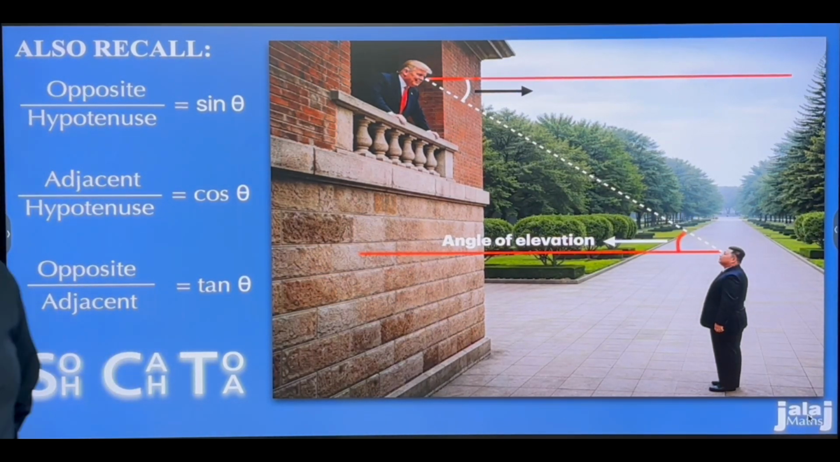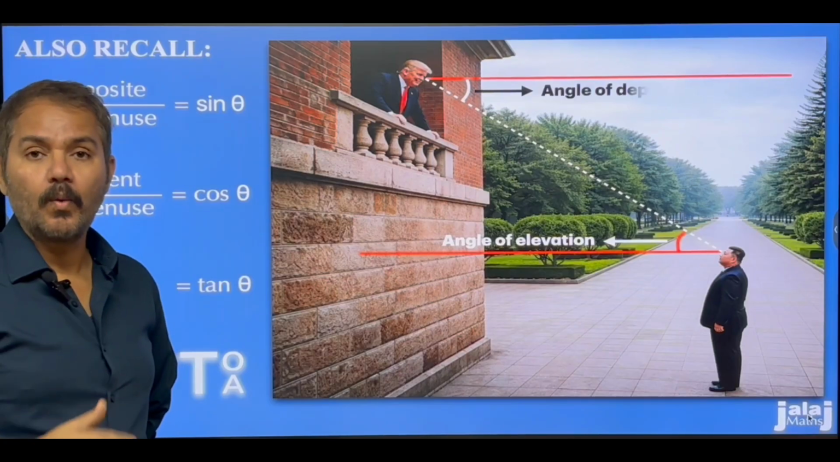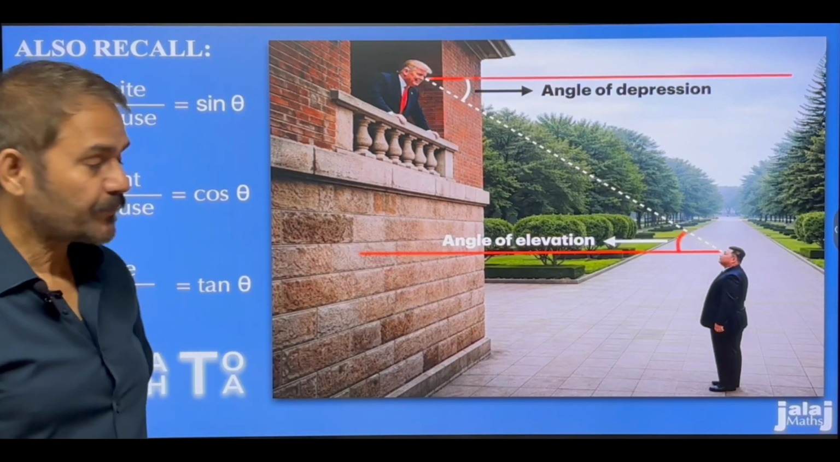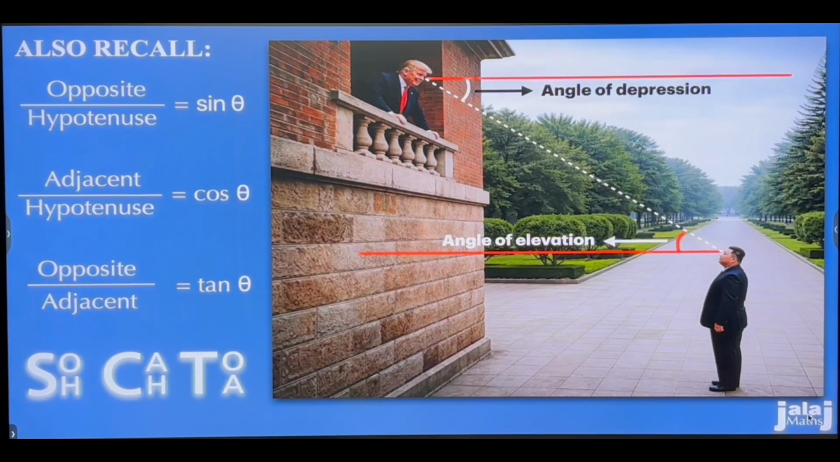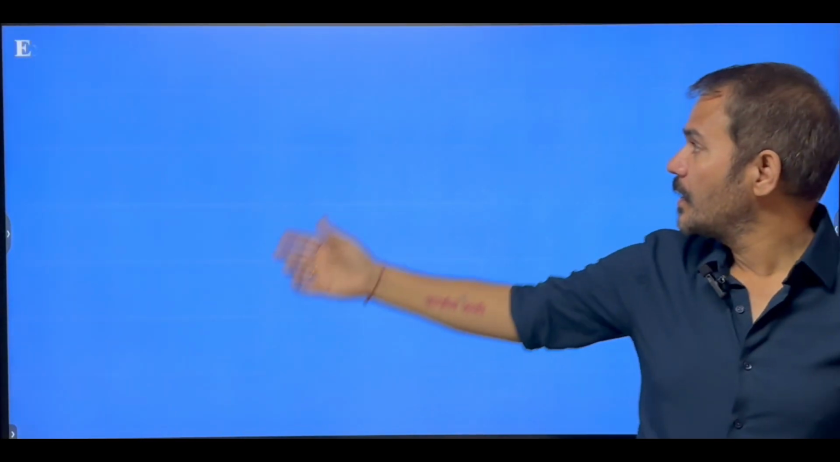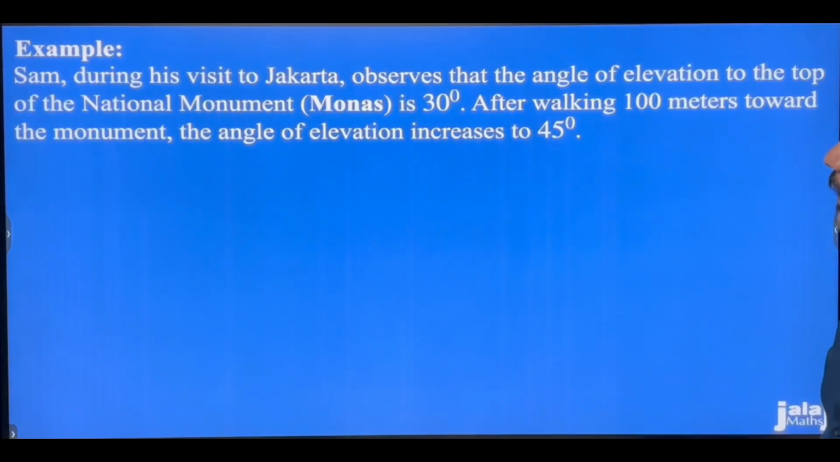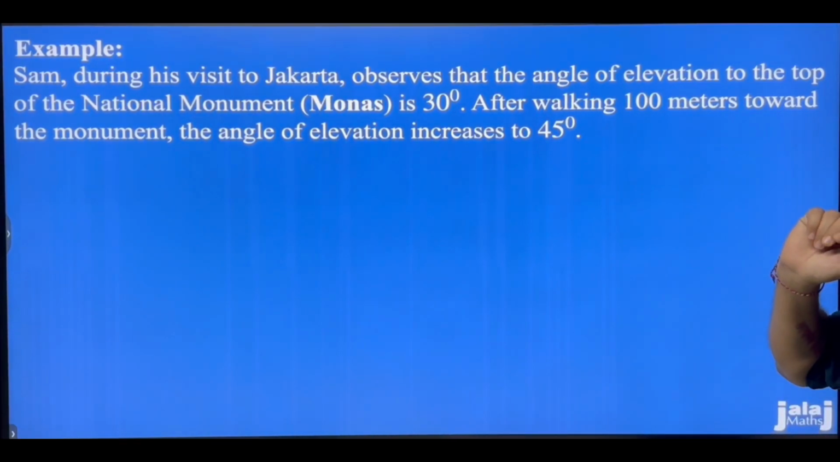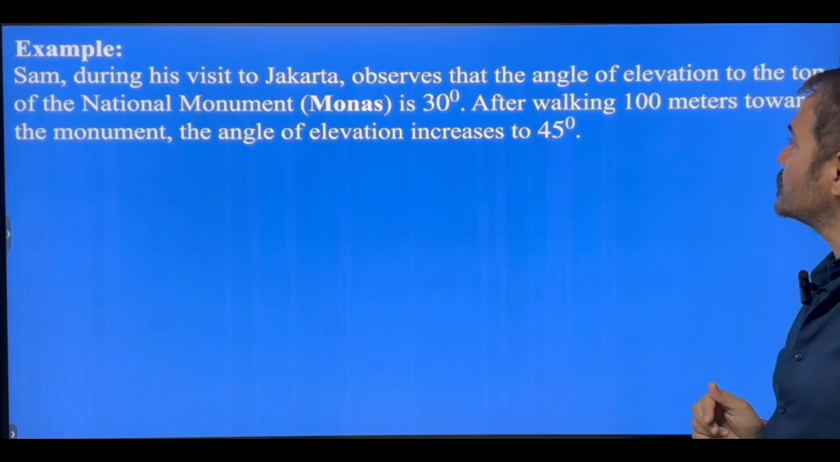Angle of elevation and angle of depression are always equal. Let's explore this further with the help of an example. Here is an example. Sam, during his visit to Jakarta, observes that the angle of elevation to the top of the national monument, that is Monas, is 30 degrees.